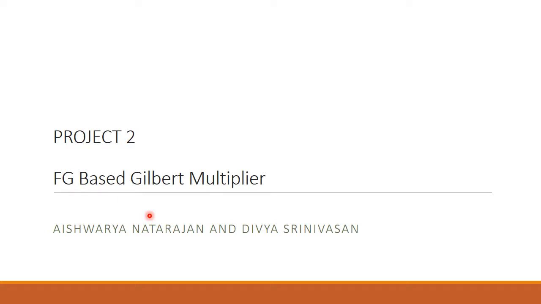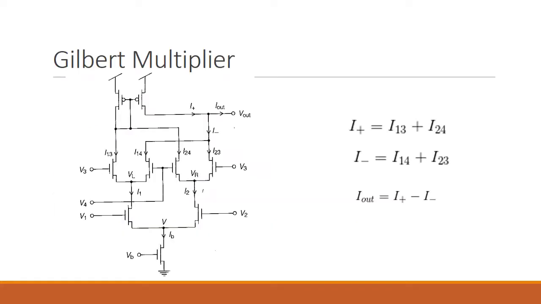Our circuit for project 2 is a floating gate based Gilbert multiplier. This is the standard schematic for a Gilbert transconductance multiplier. We have a PMOS current mirror here and a 4-quadrant multiplier here, represented by a set of differential amplifiers.